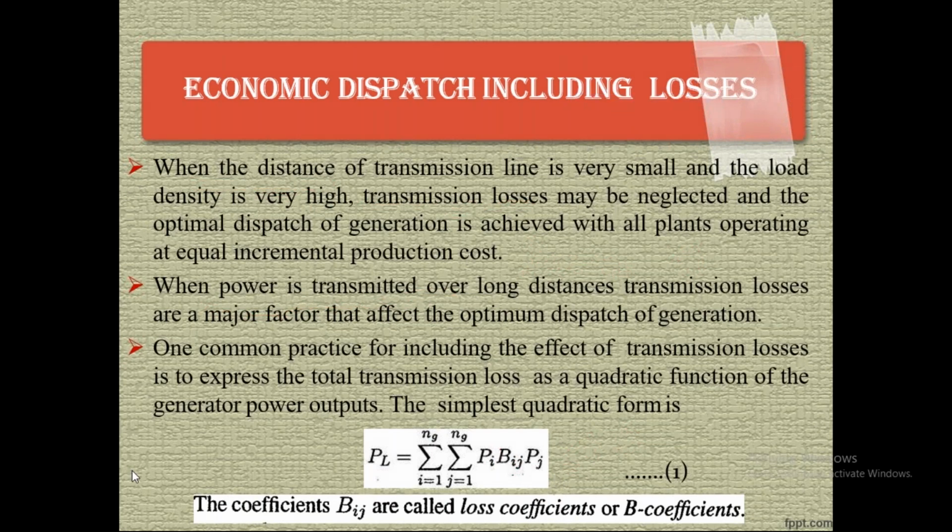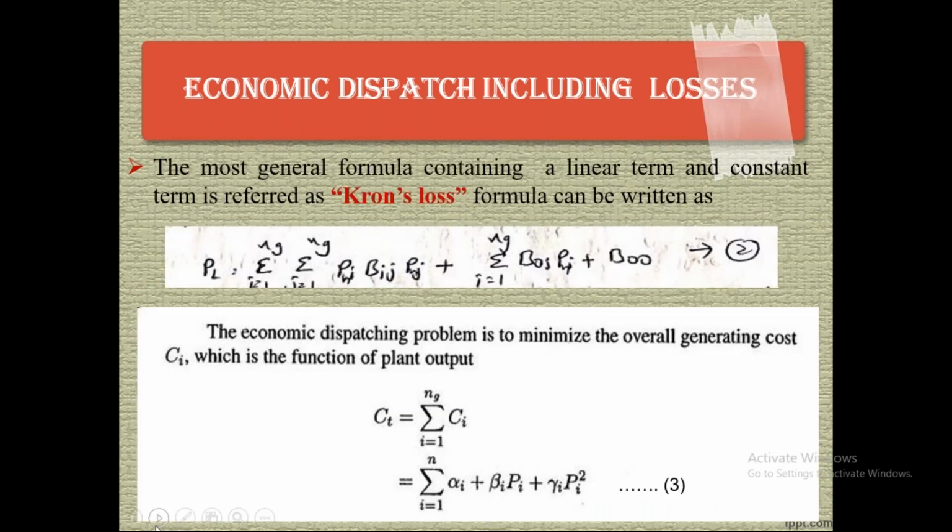I think you are clear about why we include the losses criteria in this derivation, because this type of scheduling is useful for long distance transmission lines, and here they include the losses for economical purposes. If they know the losses, they can easily find out how much cost is required for the particular transmission.